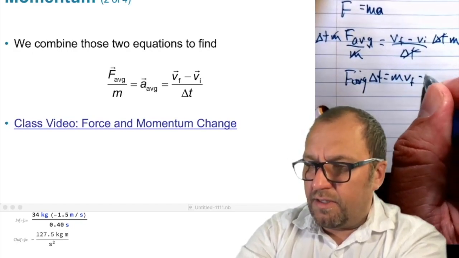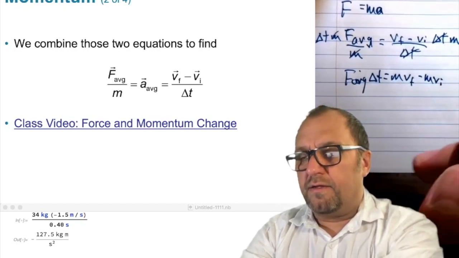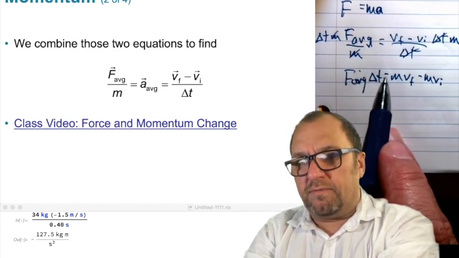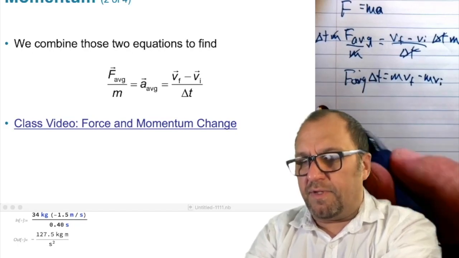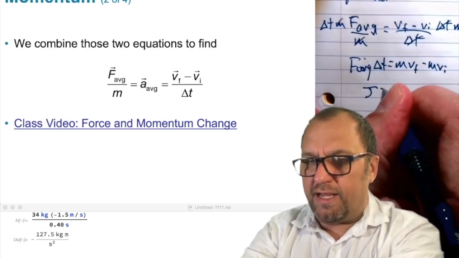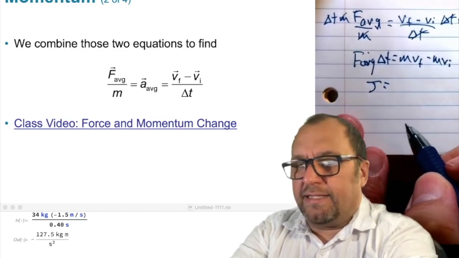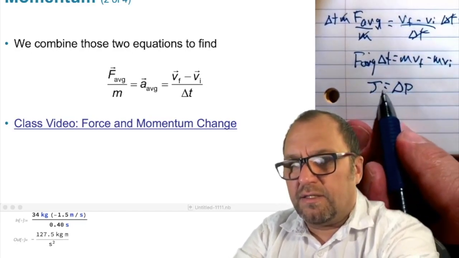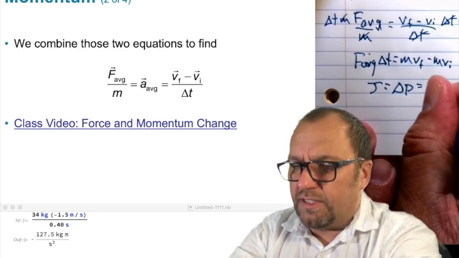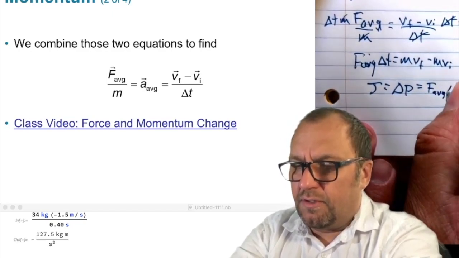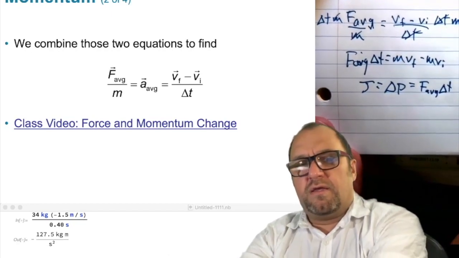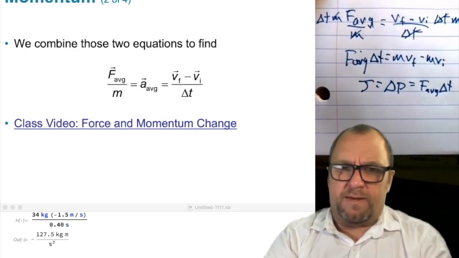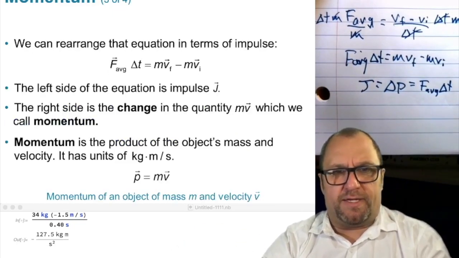MVF minus MVI. Okay, so now we have this, which we're going to call J. That's not momentum, J is impulse. And this is going to equal delta P. So J equals delta P, which is F average delta T. This is an important equation. You should know this equation. What does it mean?